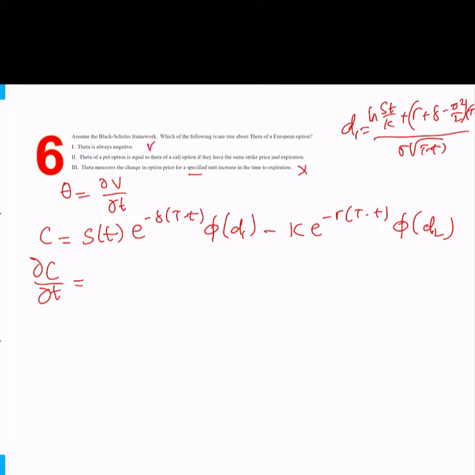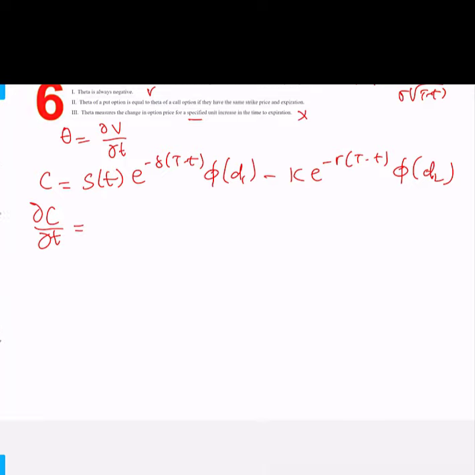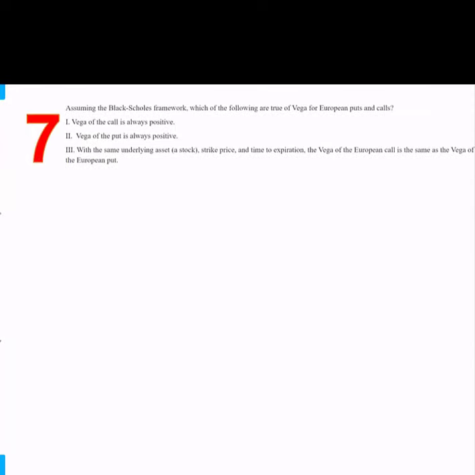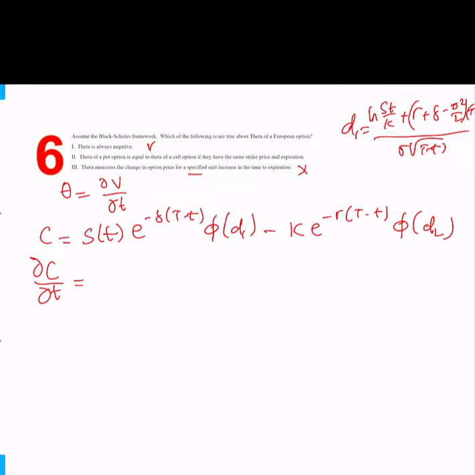As I remember, it should be correct. This is correct. Theta of a put option is always negative. Alright, and number 2, theta of a put option is equal to theta of a call option. This is incorrect because call and put options are written in different formulas.